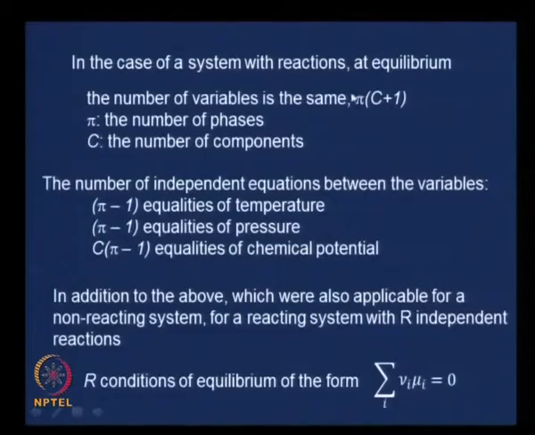So, we all know the background: the number of variables in the reacting system at equilibrium, the number of independent equations between the variables, all this is the same as the case of the system without reactions. The only additional thing being these are conditions of equilibrium of the form sum over i of nu i mu i equals 0.